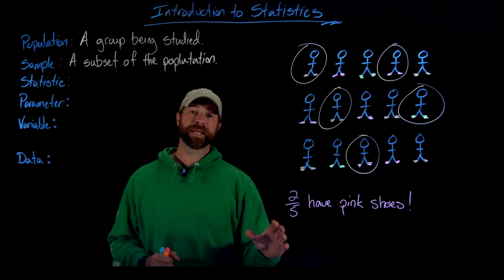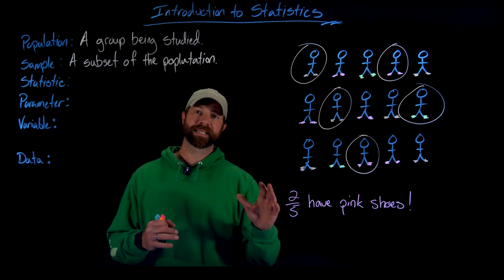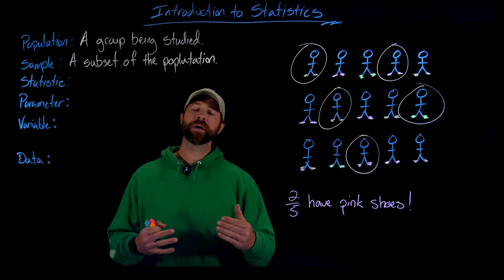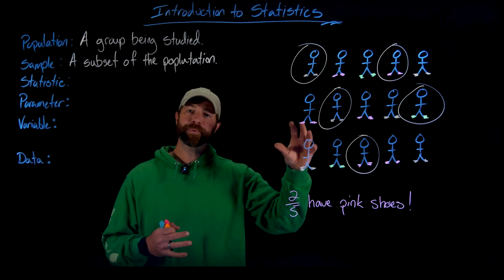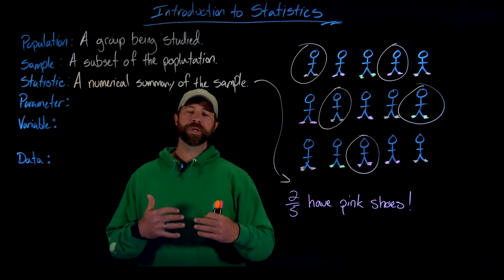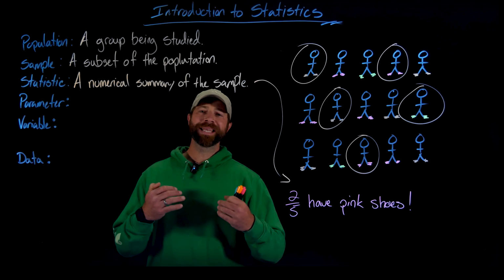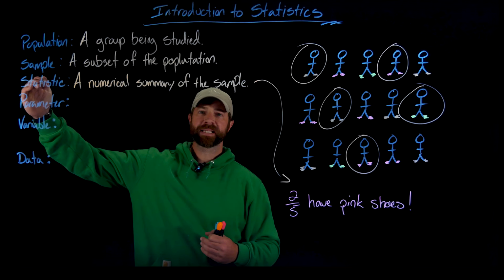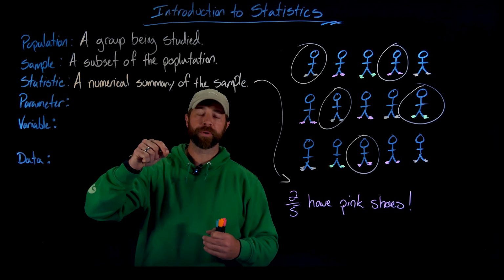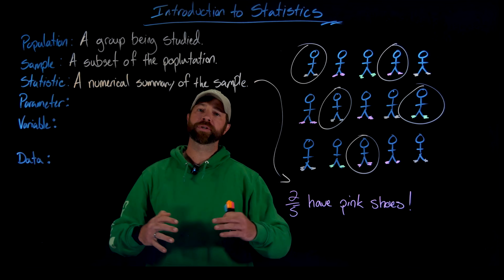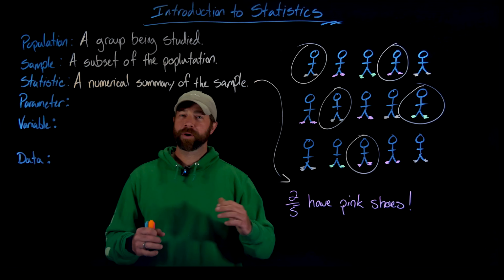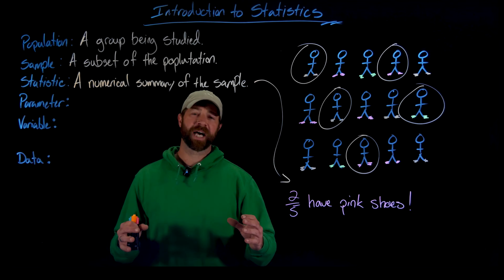Now we have some information about the sample. This is called a statistic. A statistic is a numerical summary of the sample of the population. What we're going to do in a lot of the work we do in statistics is to figure out how we can accurately take a statistic from a sample and then project that onto the greater population. And there are a lot of moving pieces in this kind of investigation.